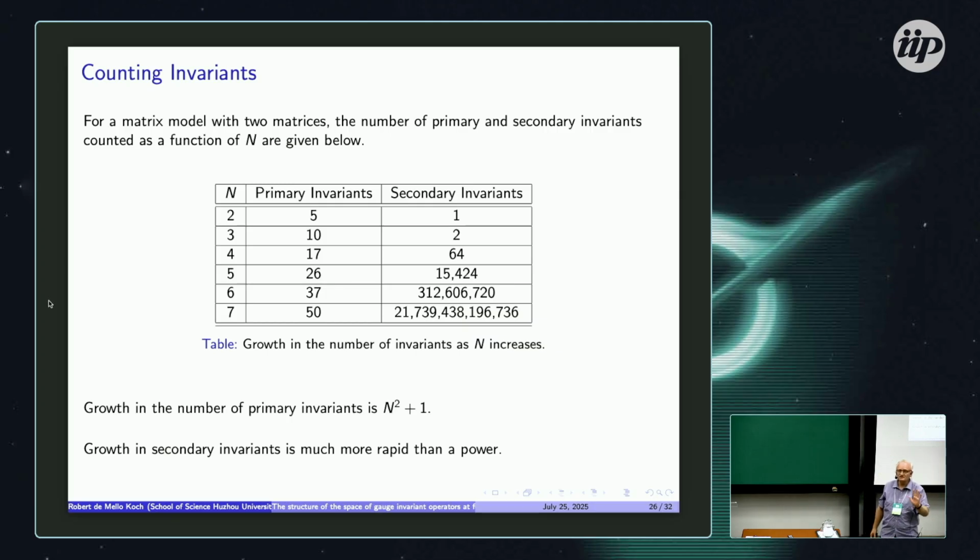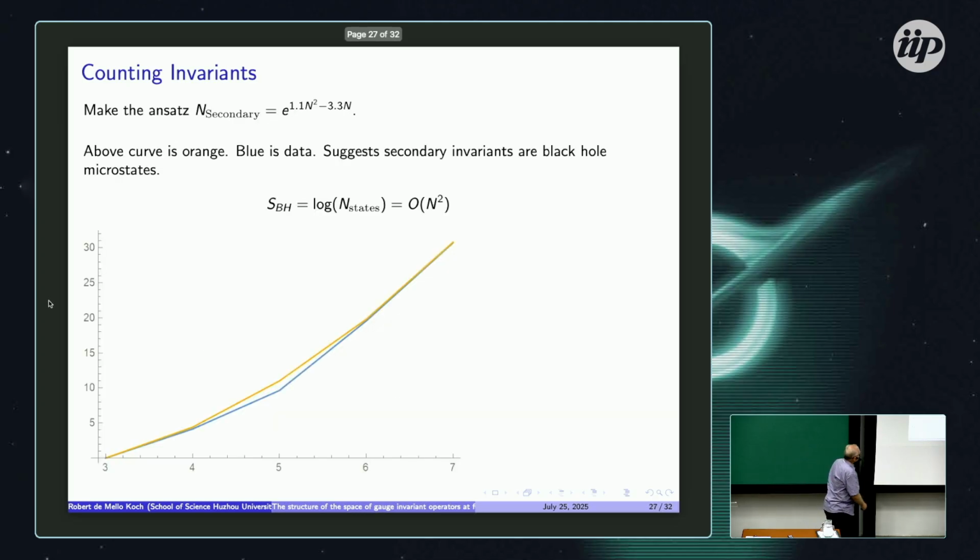So when you see that growth, how is it growing? If you do think that this is a holographic dual that includes black holes in that Hilbert space, you would expect that typical states at high energy in that Hilbert space would be a black hole microstate. Black holes should have an entropy of order e to the n squared. So a natural thing to ask is, is the number of secondary invariants growing as e to the n squared? If you just make a plot of this curve in orange and the data from the previous slide in blue, that looks like a pretty good match.